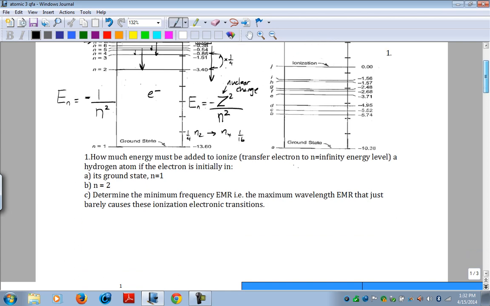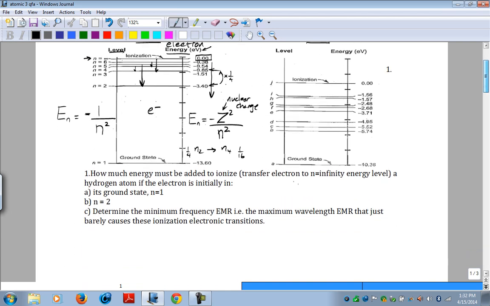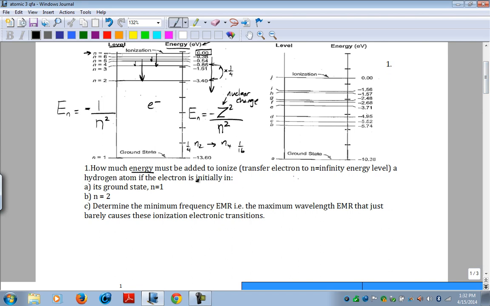Alright, so let's look at some of these questions here. How much energy must be added, that means absorbed, by the electron to ionize, that's to bring the electron to the infinite level, basically knocking it out of the atom, if the electron is initially in the ground state n equals 1 versus n equals 2? You can see there's the largest gap between the first and second principal energy level of the electron, and that's quantified in this formula.